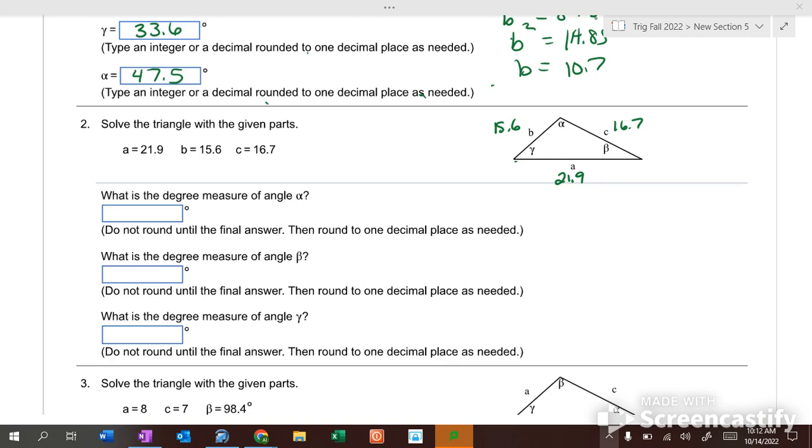So since I'm looking for alpha, I use the a squared one. A squared equals b squared plus c squared minus 2bc cosine of alpha. So 21.9 squared equals 15.6 squared plus 16.7 squared minus 2 times 15.6 times 16.7 cosine of alpha. All right.